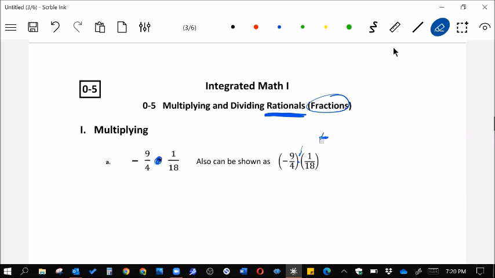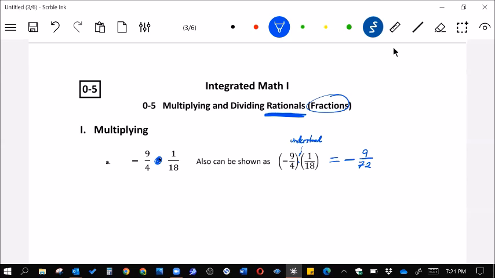Let's make that so you can read it. All right, so what we'll do here is multiply across. There's a negative and a positive. Since one's negative and one's positive, I know right now that I'll have a negative answer. 9 times 1 is 9, and 4 times 18 is 72.